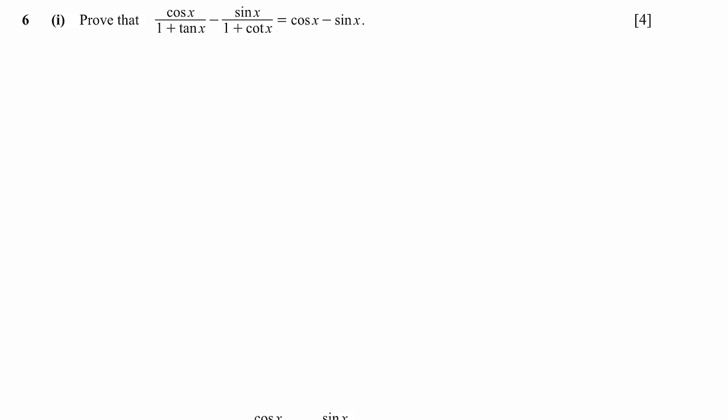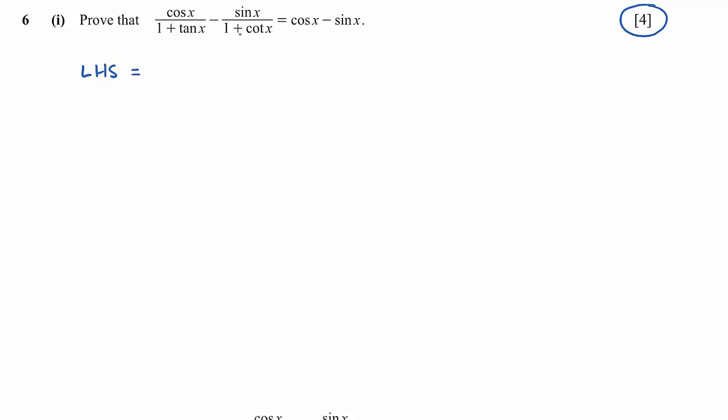So we want to prove this identity, and actually this is a pretty tough 4 marks. Usually when adding or subtracting fractions, the thing is to try and get a common denominator. And if you try that here, you'll end up with a bit of a mess. And I think that's not the way to go here. So I'm going to start with the left-hand side.